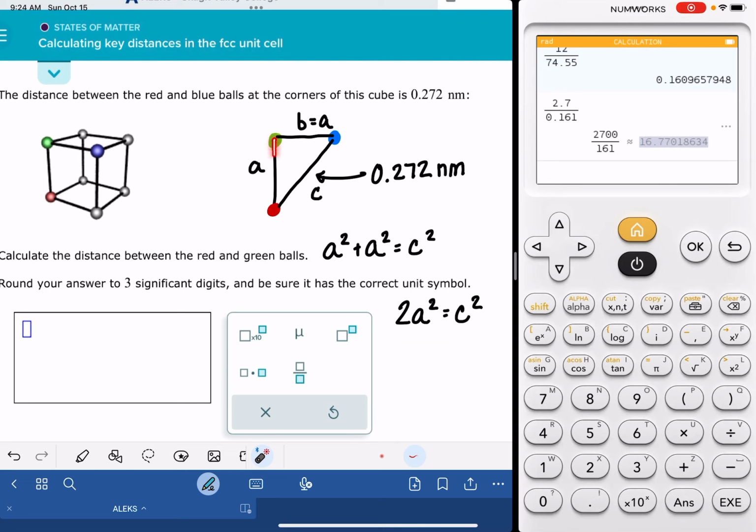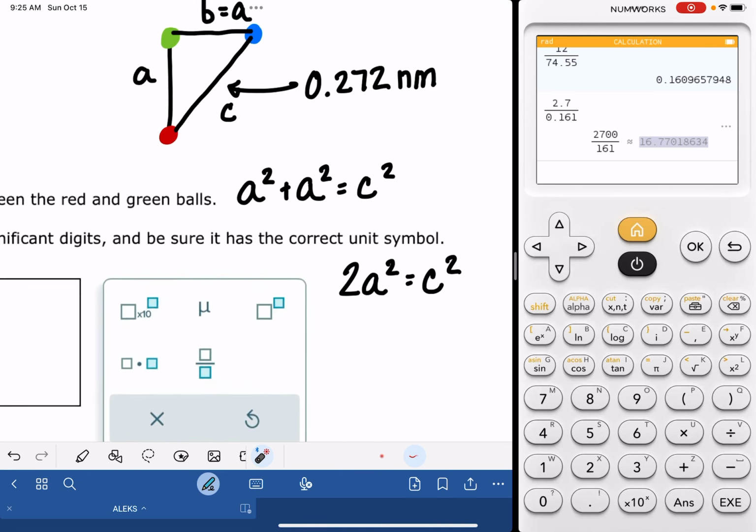So ALEKS is either going to give you one of these lengths. It might give you the red to green. It might give you the green to blue. But you're going to recognize that if you've been given this length, you also know this length as well, because they are exactly the same. So it's either going to give you this length or this length and ask you to solve for C, or vice versa, which is what my problem is. It's giving me C and it's asking me to solve for this length over here. Then this just becomes a regular algebra problem.